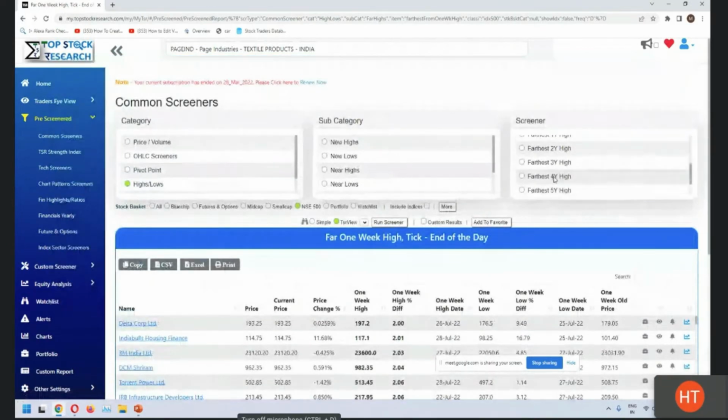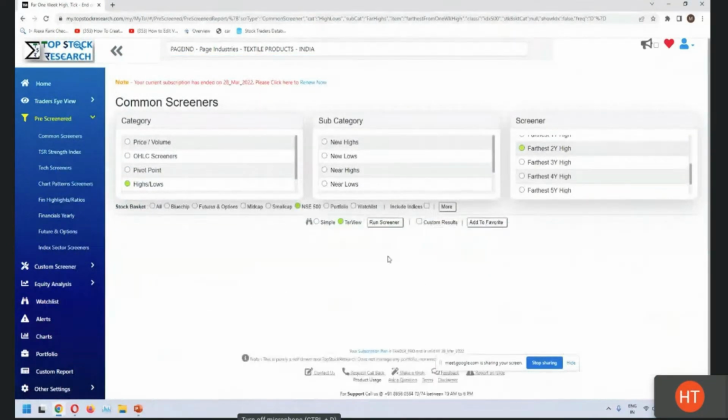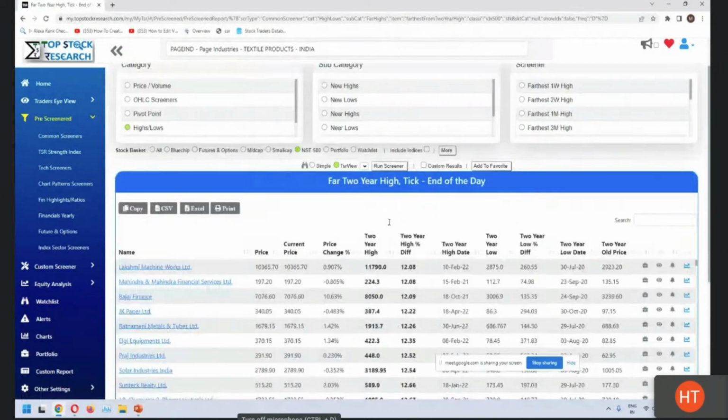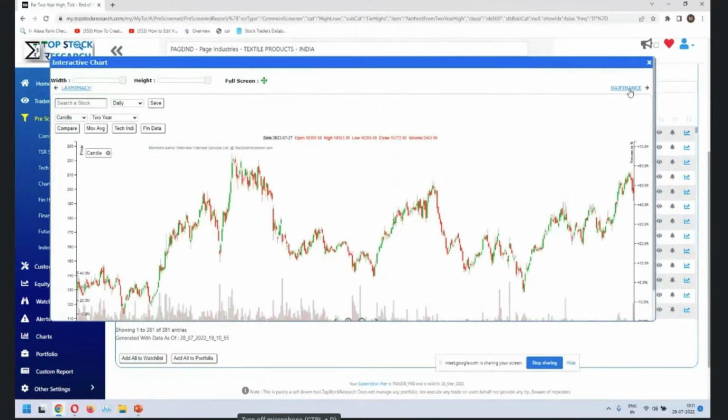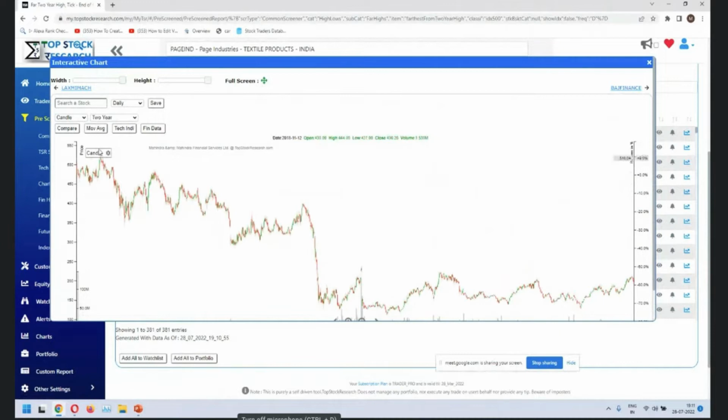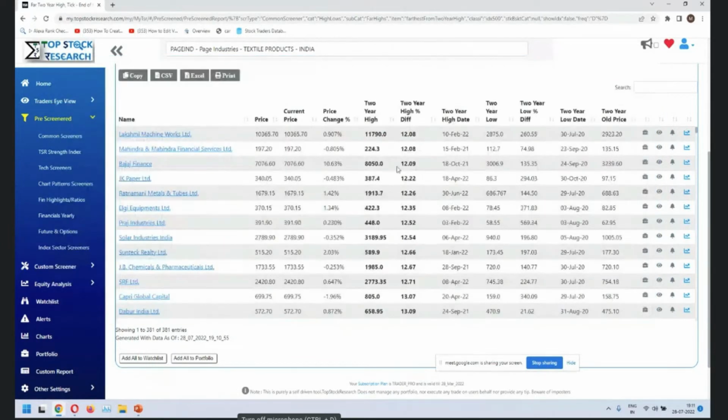Sorry, farthest from maybe 2-year high, right? So these are farthest from 2-year high, stocks which are away from 2-year high. Let's look at 2-year charts. These are really away from 2-year high. So I'll leave it to you guys what percentage it is from 2-year high.